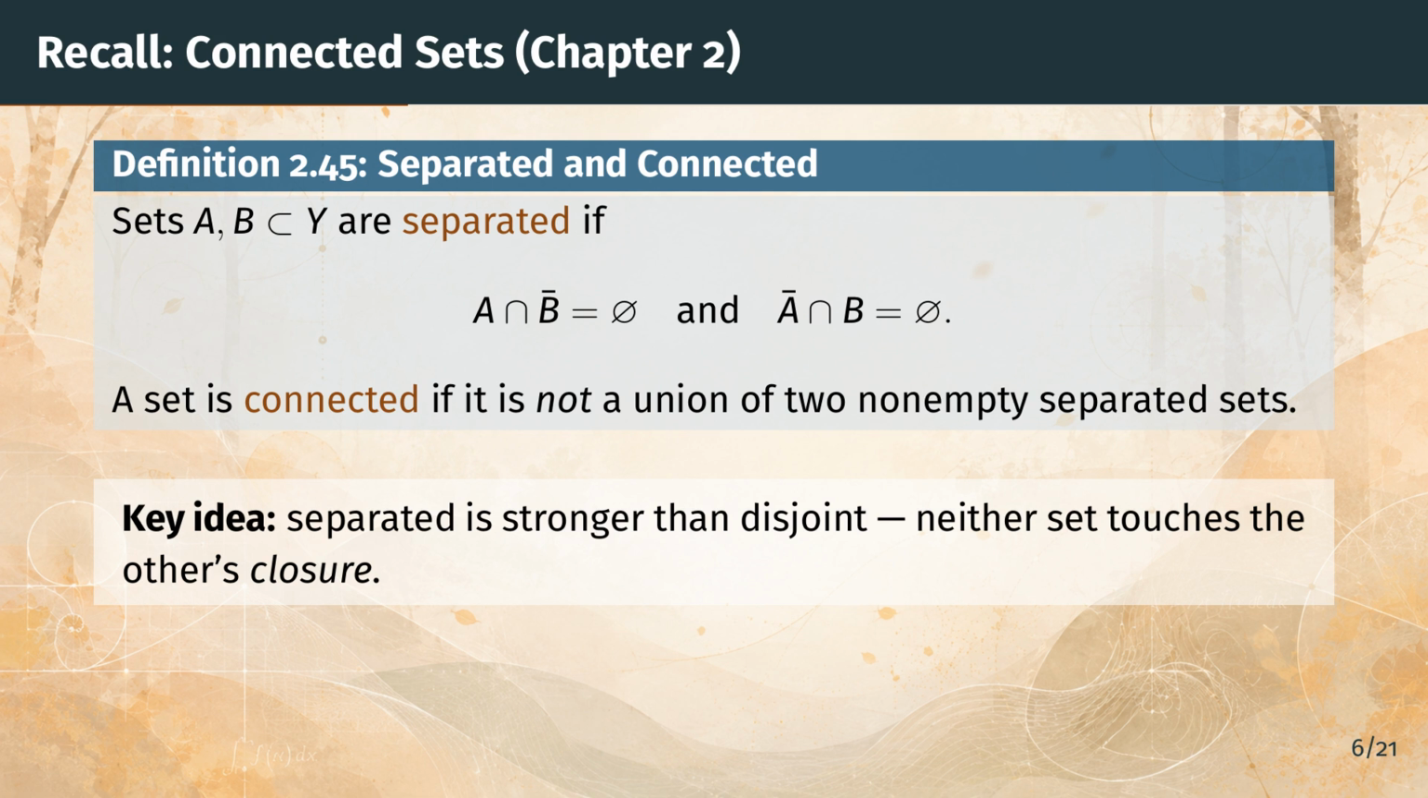For example, the two open intervals from 0 to 1 and from 1 to 2 are separated, because neither one reaches the point where they would meet. But if we close up the first interval to include that meeting point, they are no longer separated. A set is then called connected when you simply cannot break it into two non-empty separated pieces. Intuitively, a connected set is all in one piece. With these definitions fresh, we are ready for the main result.